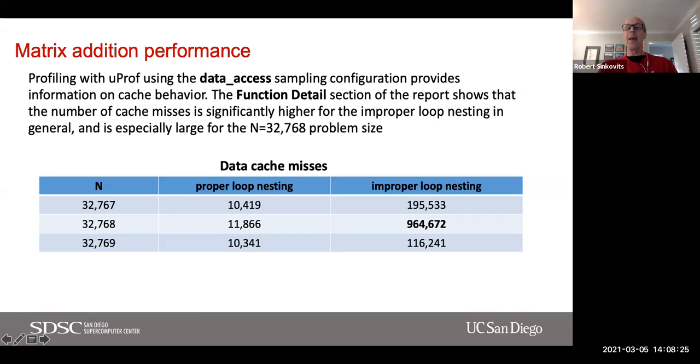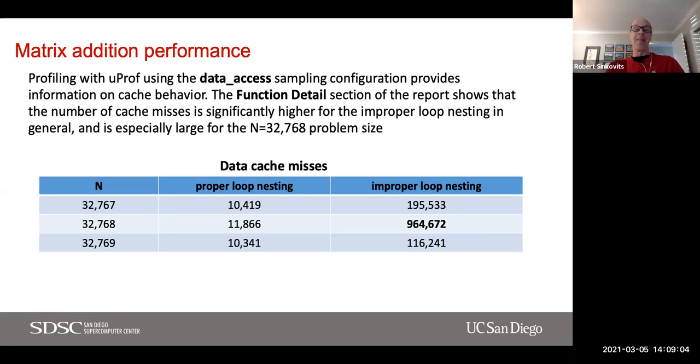Now, does anybody want to guess why the case of 32,768 is so terrible, even compared to a problem size just slightly smaller or slightly larger, when we have the improper loop nesting? Okay, see in the chat. Yes, Matthew pointed out the only factor is 2. Yes, we are.